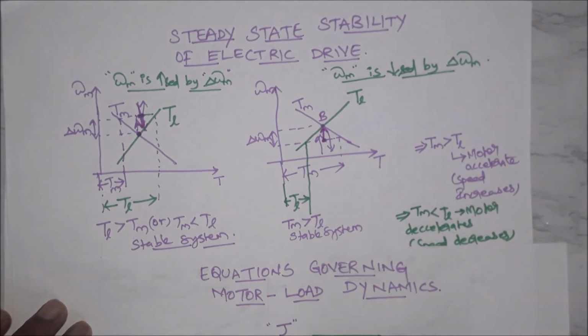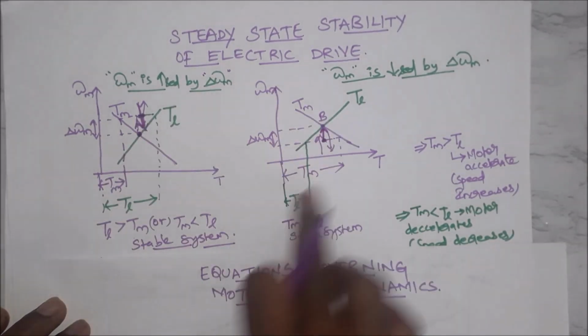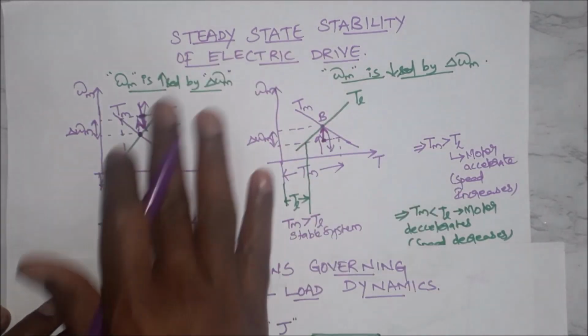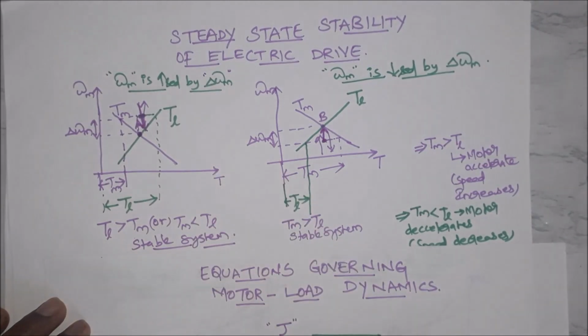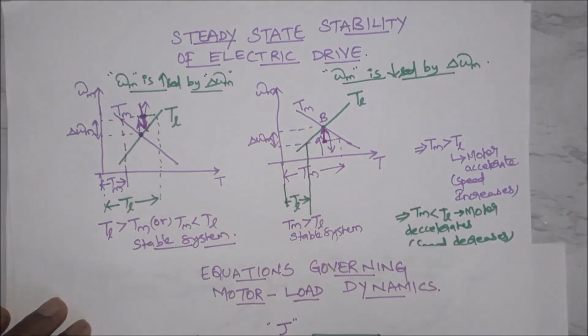Now let us consider an example for an unstable system. The case which we have studied right now is a stable system. So in this way you can identify whether a system is stable or unstable. Now let us consider an example for an unstable system also.